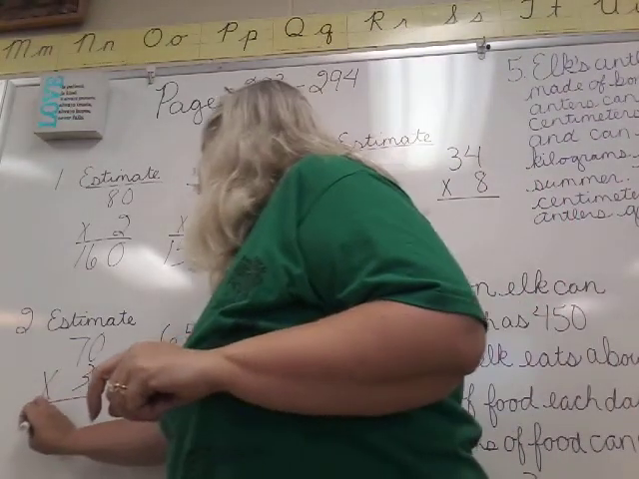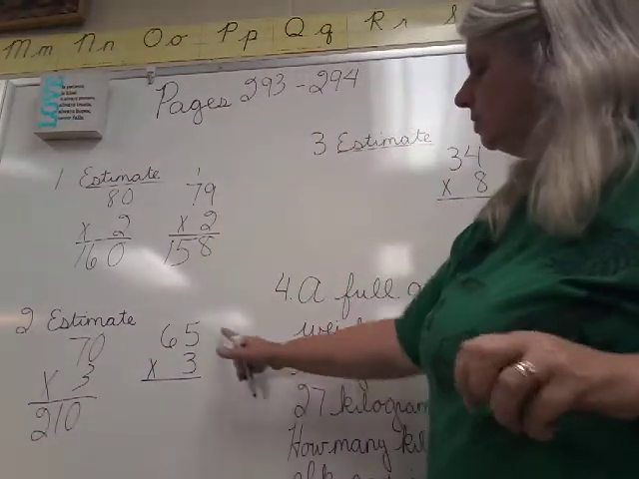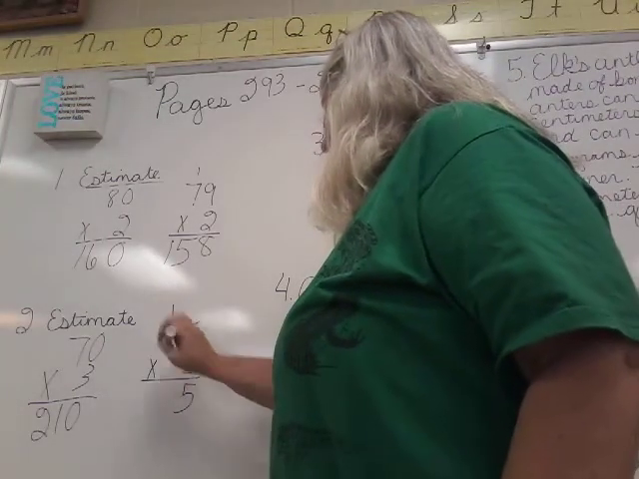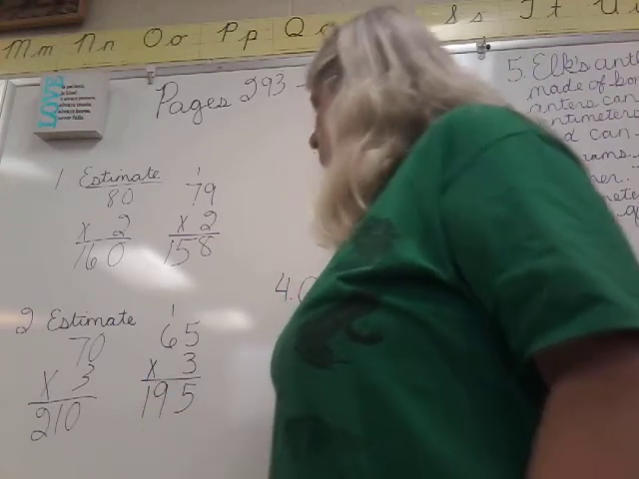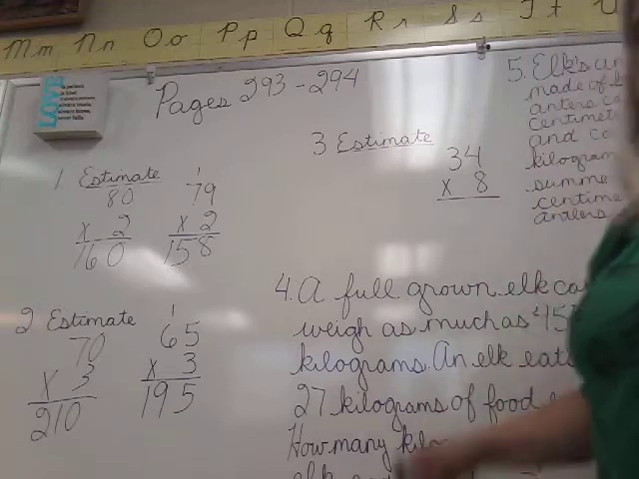So then I can do mental math. 3 times 7 is 21. And I have 1 0 to bring on down. Do the exact. 3 times 5 is 15. 3 times 6 is 18, plus 1 is 19. And are those close? Yes, they are. All right, let's look at number 3.